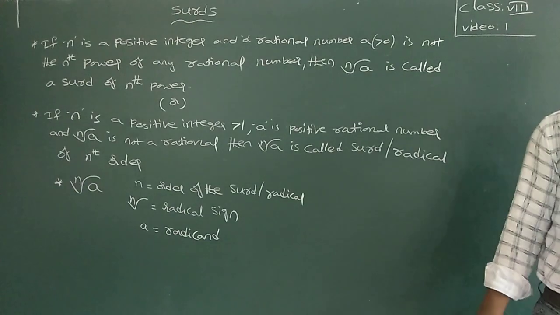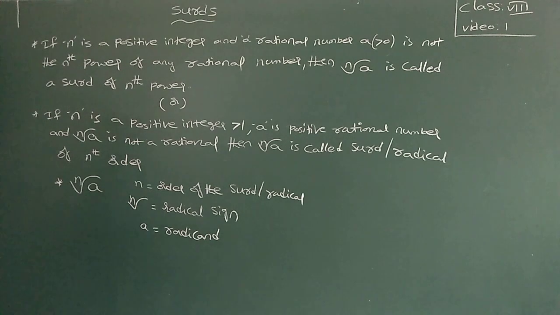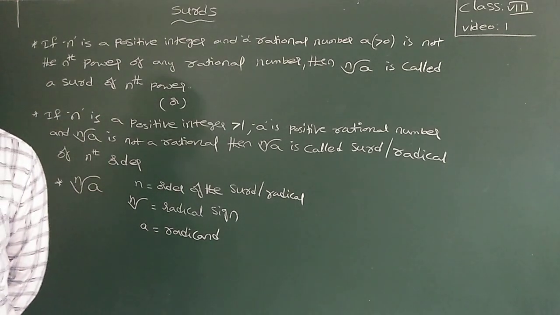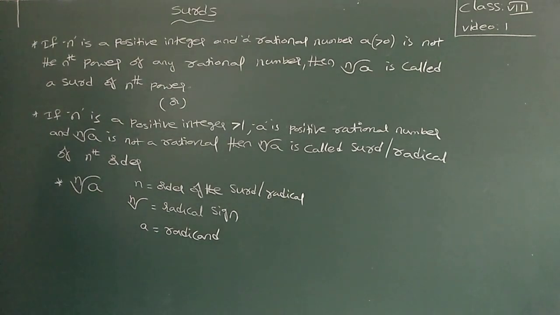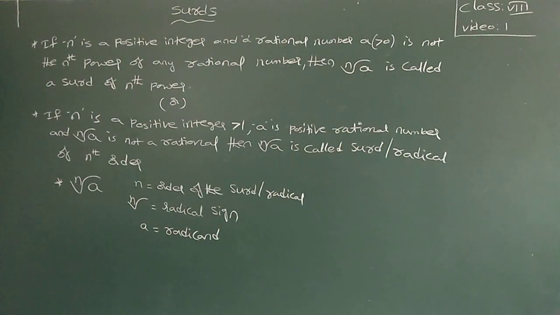A surd is an irrational number. A surd is always an irrational number, but the converse need not be true. Is it visible to everyone? Write down these definitions, very important definitions.